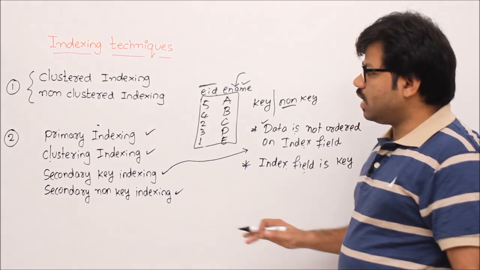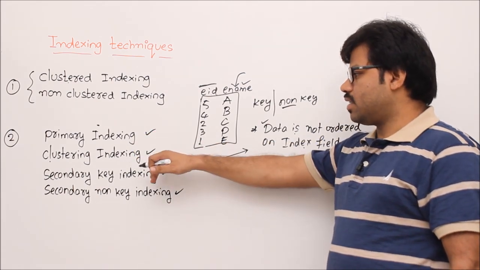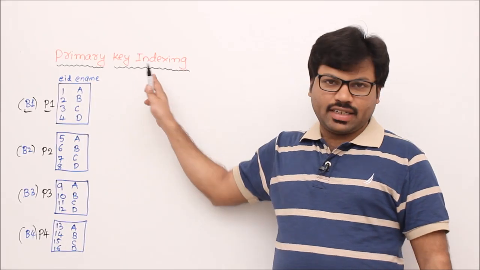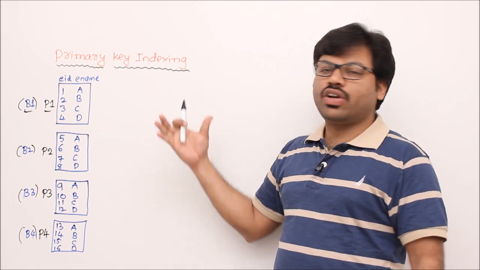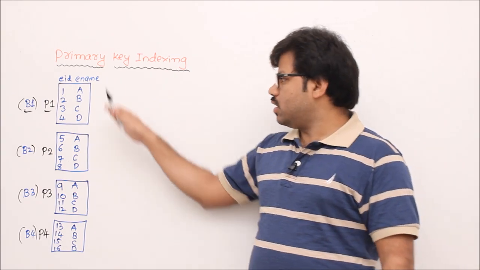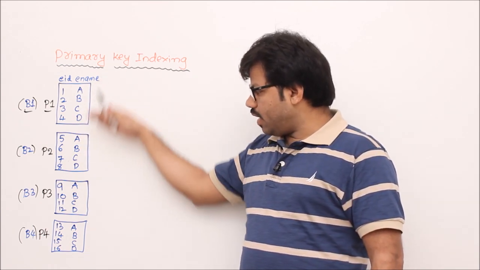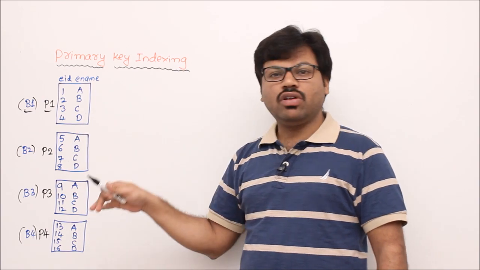So now we are going to see clearly what is primary indexing and how to construct it, and clustering indexing, how to construct everything, all these four. Now let's begin with primary key indexing. We know the basic definition of primary key indexing, but how to create such an index we will see. So this is your data, employee ID, employee name. I am assuming that this data is divided into some logical pages P1, P2, P3, P4.